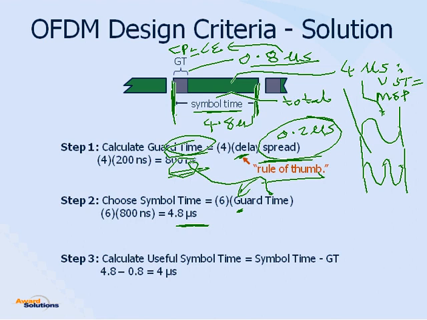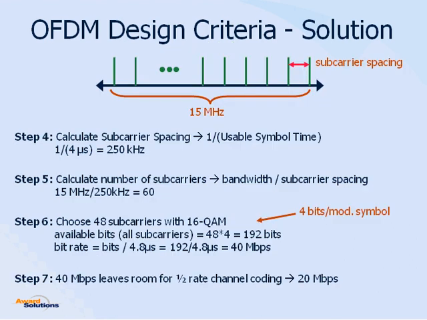Okay, so basically we have taken care of some cyclic prefix and we know the useful symbol time. We know the relationship between the subcarrier spacing and the useful symbol time, inverse of each other. So once you know the useful symbol time, 1 over that will give you the spacing, 250 kilohertz. So that's what we got.